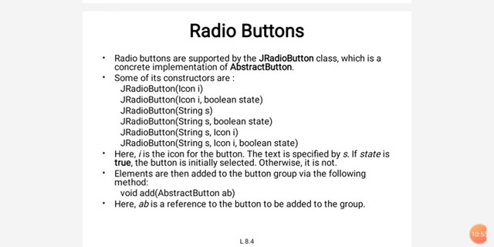AB is the reference to the button to be added to that particular group. Elements are then added to the button group by the following method I already told you. So these are the different types of constructors used to create the radio buttons.